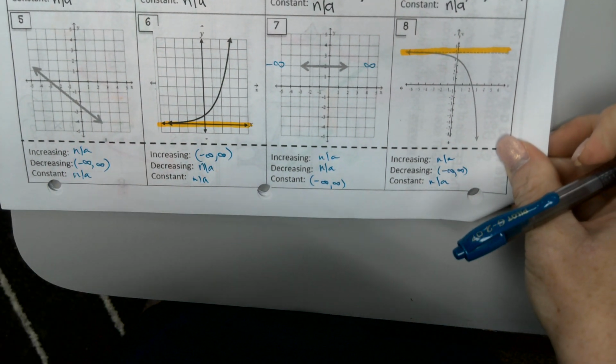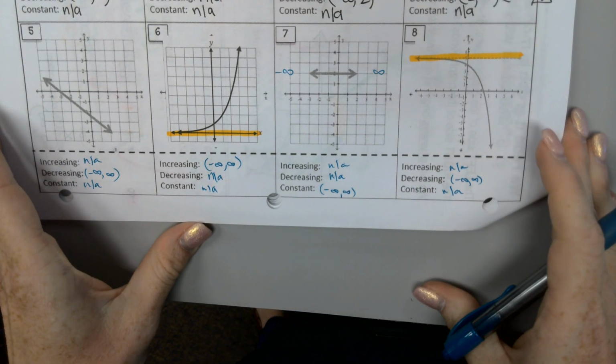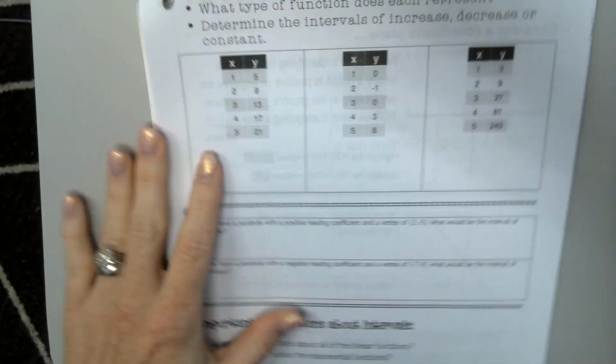I think the hardest part is when you're trying to like stop and start, stop and start. The whole thing, I feel like it's pretty easy to just look at the graph and determine that. Okay? All right, hey, what you got?